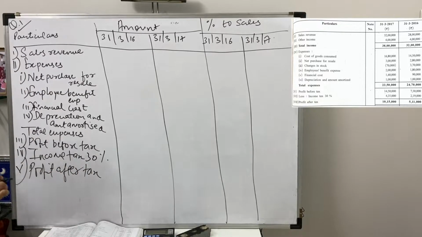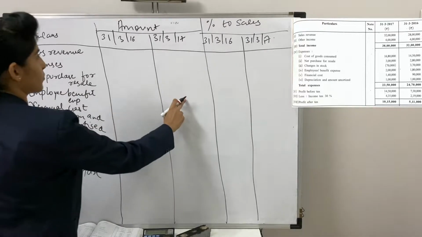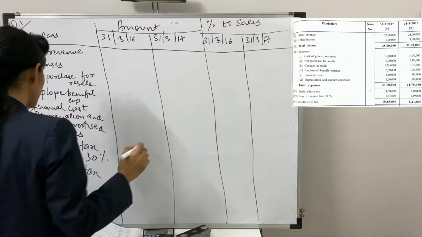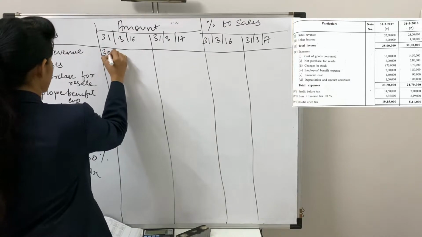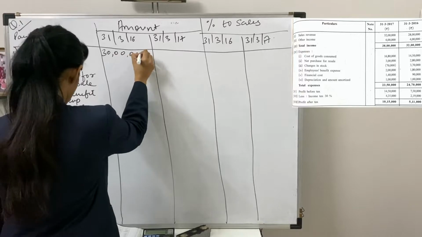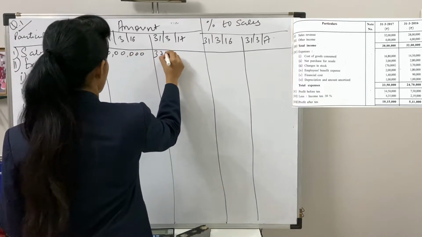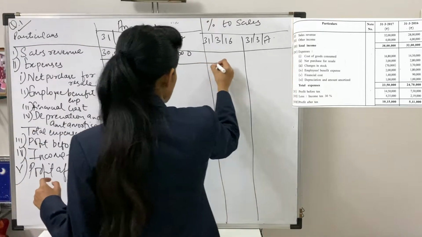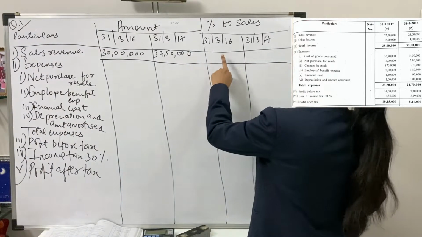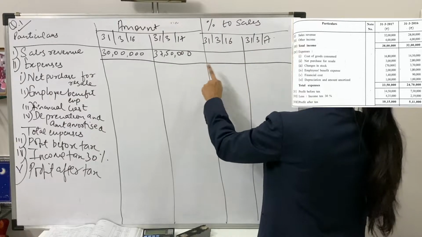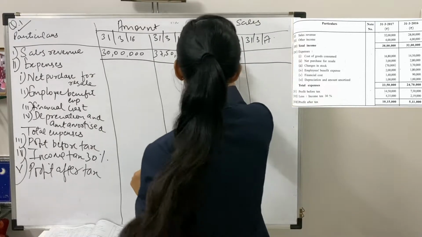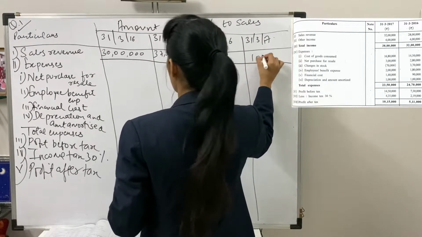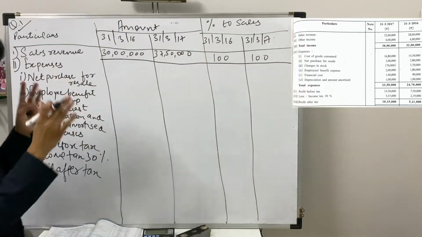Now, coming to the amounts, we'll first of all put out the amounts. So, in 2016, we are given the amount as 30 lakh. In 2017, the amount is 37 lakh 50,000. We'll just put a line over here because, as we discussed in the previous sum, your sales will be assumed as 100%. So, we'll put here 100 and 100, based on which we'll be calculating the whole amount.